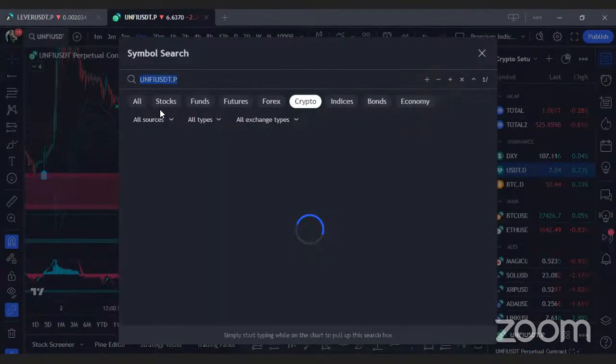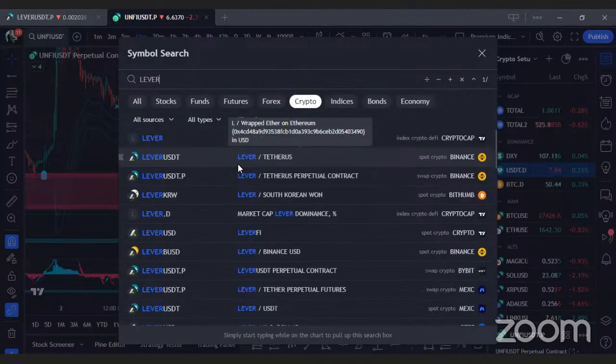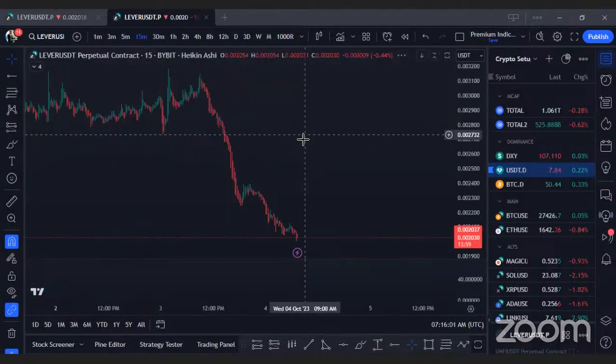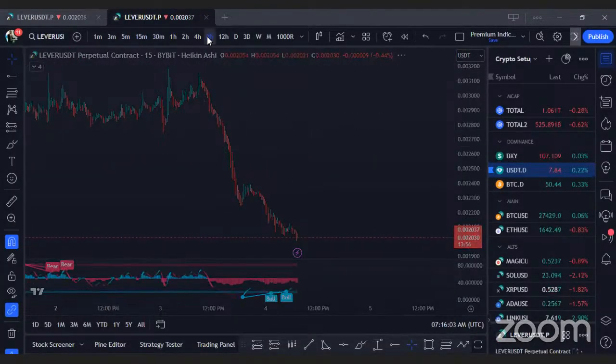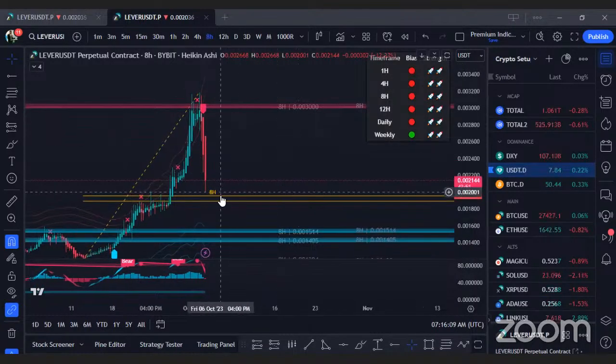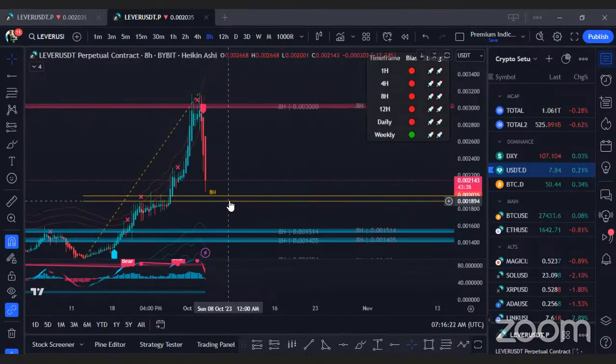Then if I come back to my tools here, let me see what this tool is giving me for LEVER USDT. We have that on Bybit, and let's do a higher time frame. You see that this tool is equally mapped out here. I'm looking at this on the 8 hour time frame, while here is the daily time frame. So it's almost the same area. We are looking at that 0.0018.